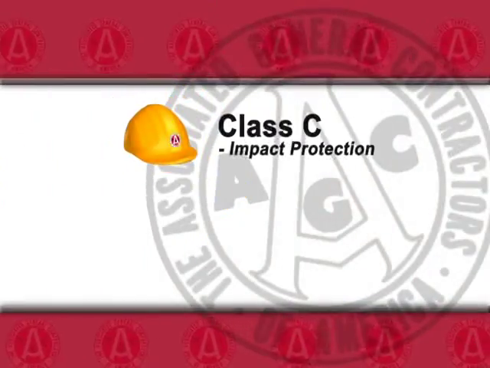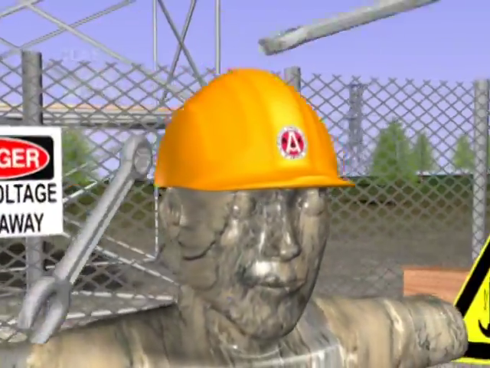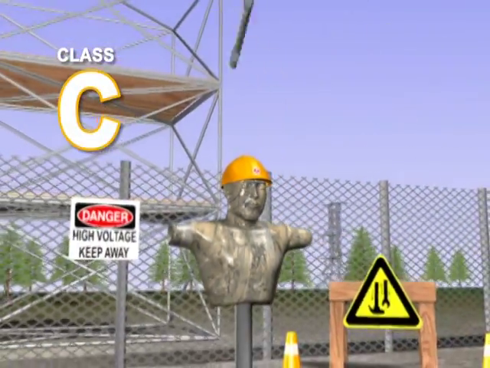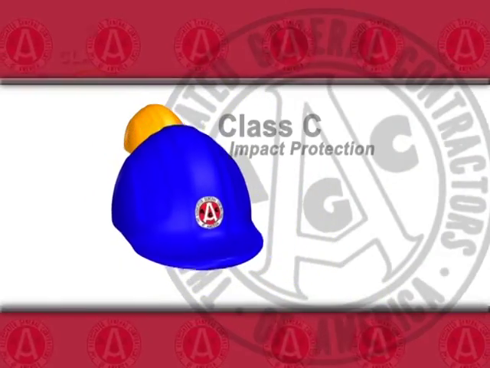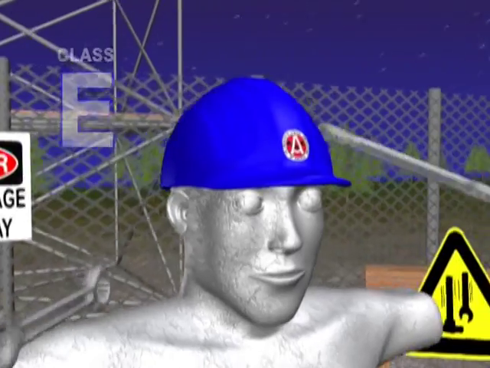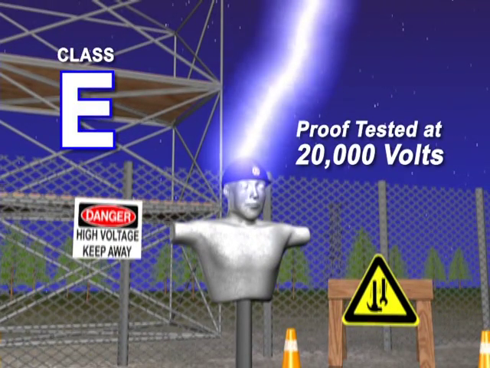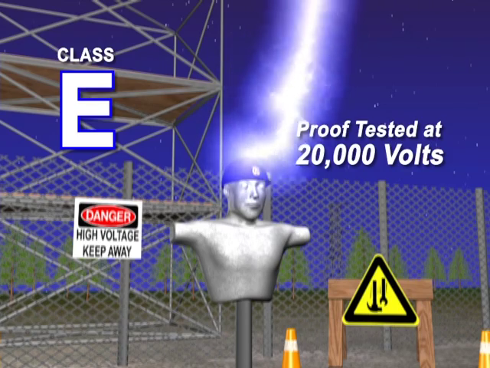Class C hard hats are intended to reduce the force of impact of falling objects, but offer no electrical protection. Class E hard hats are designed to reduce the force of impact of falling objects and to reduce the danger of contact with exposed high-voltage electrical conductors. Sample shells are proof tested at 20,000 volts.